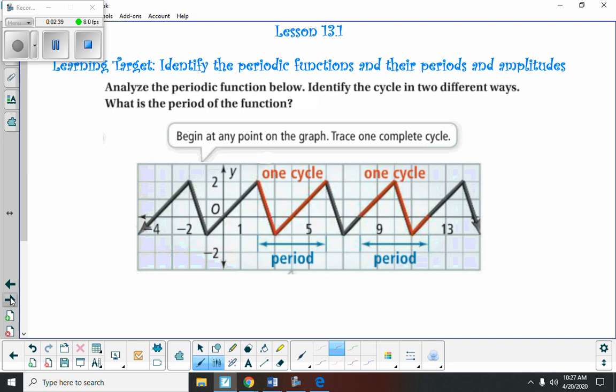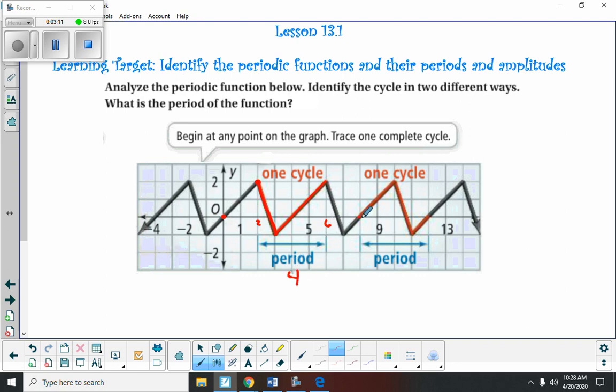Okay, so analyze the periodic function below. Identify the cycle in two different ways. What is the period of the function? You begin at any point on the graph, and you trace until you hit one complete cycle. So this would be a maximum. It goes down to the minimum and then back up to the maximum, and it starts over again. If this is the graph, 0 is right here. This is your origin. This is 2, and it goes to 6. So from 2 to 6, the period length is 4 units.